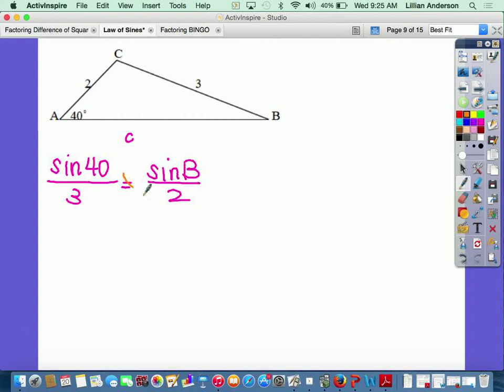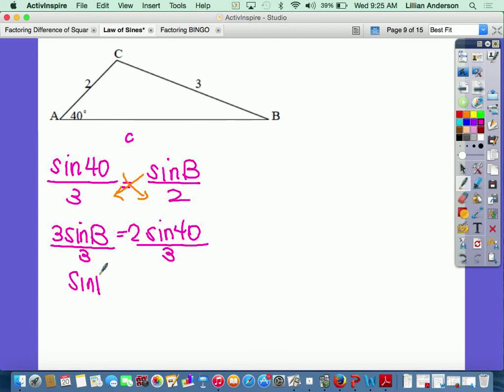So we still solve it the same way. We have to cross multiply. So we get 3 sine of big B equals 2 sine 40. Divide by 3, because I have to get my sine B by itself. You get like 0.4, some really weird number.